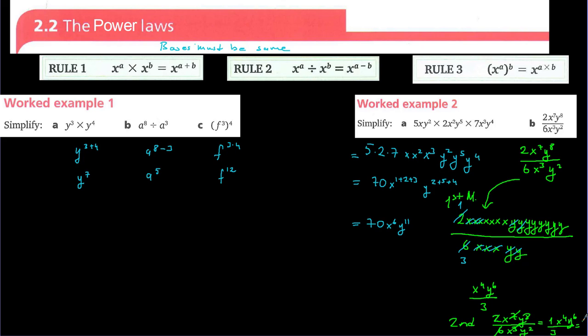It's written up again, and the answer here, as you see, is x^4 y^6 divided by 3. Here I'm going to write to this part.